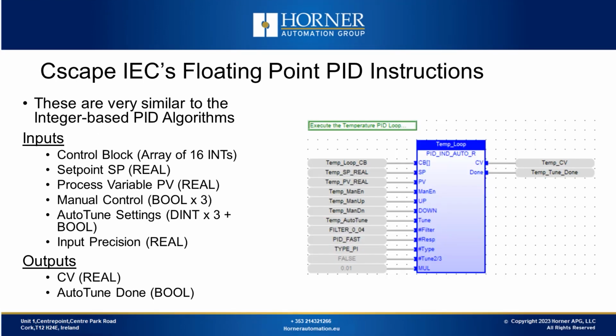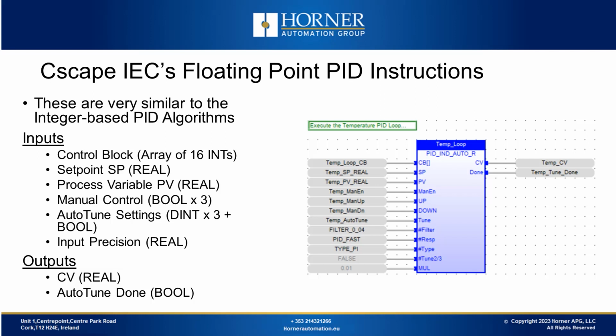Now we'll examine one of the floating point PID instructions available in Cscape for our controller. On the screen is a screenshot in function block diagram format. In IEC and PID, you can choose from multiple languages, including structured text, ladder, or function block diagram. The instruction on the screen has various inputs. The first input is the control block, which is an array of 16 integers used to set up the PID block. We'll look at this shortly.